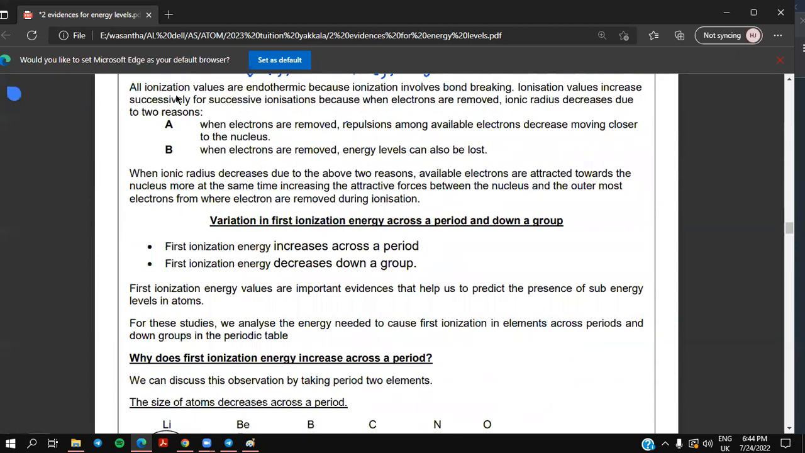All ionization values are endothermic. It means we had to supply energy. Why do you think we had to supply energy? Because ionization involves bond breaking. What bonds? Bonds between electrons which are removed and the nucleus. There are attractive forces. We have to overcome them and pull the fellow out.